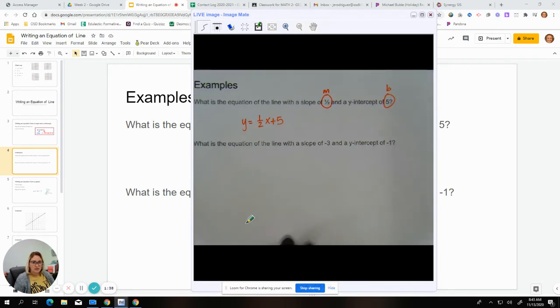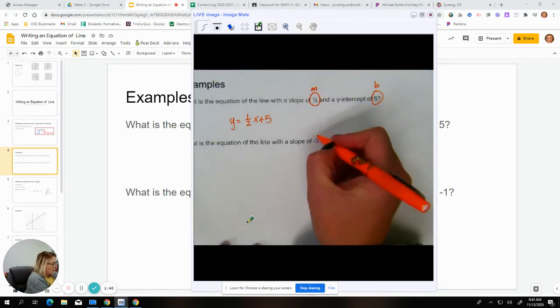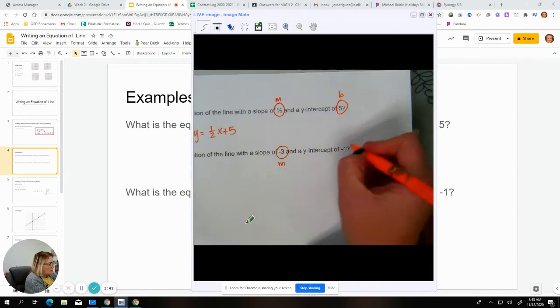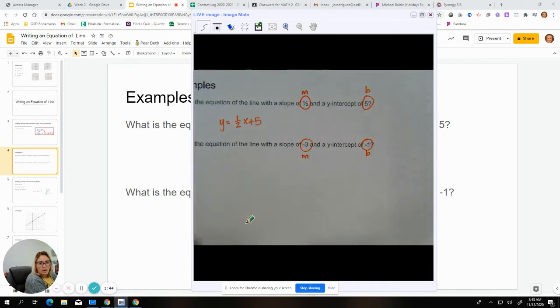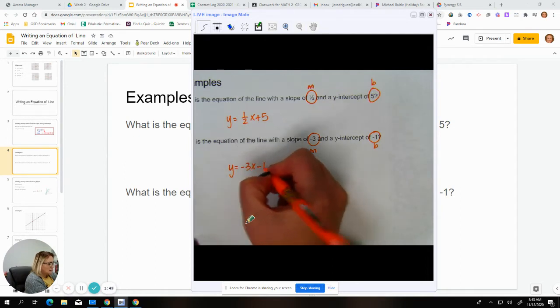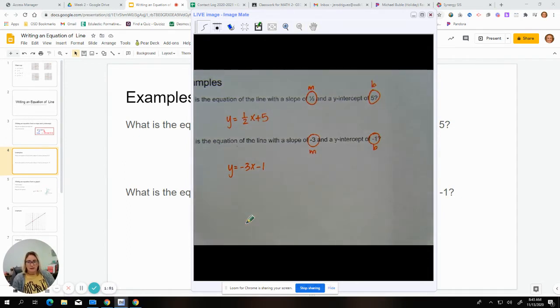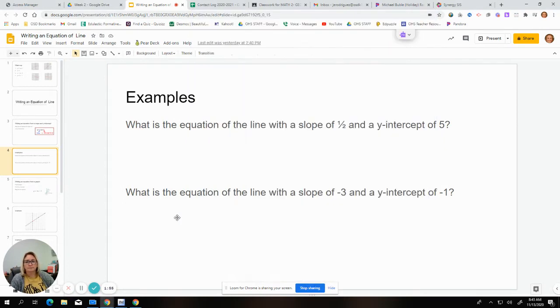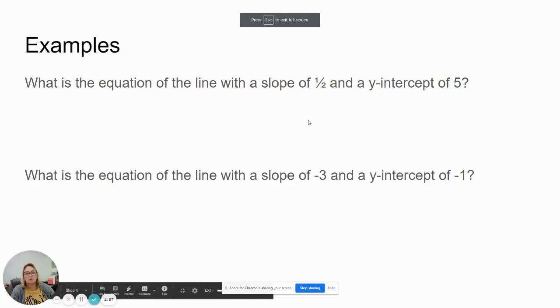So this next one says you have a slope of -3 and a y-intercept of -1. So it would say y equals -3x minus 1. Okay, that's as simple as it needs to be when it comes to writing an equation when you have a slope and a y-intercept.